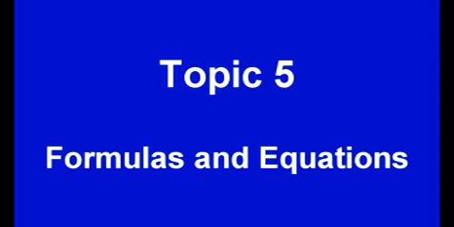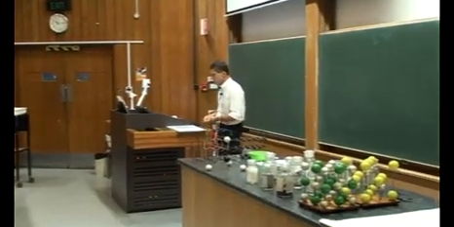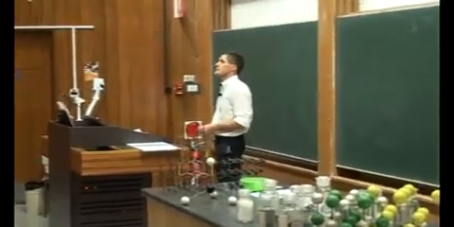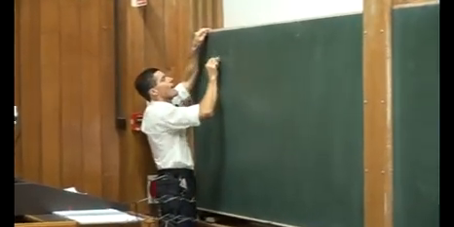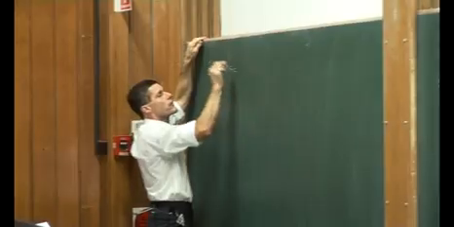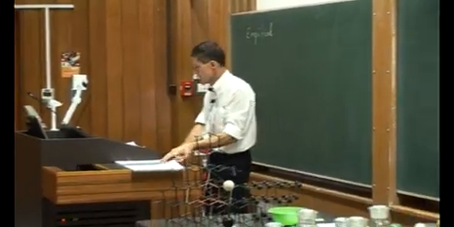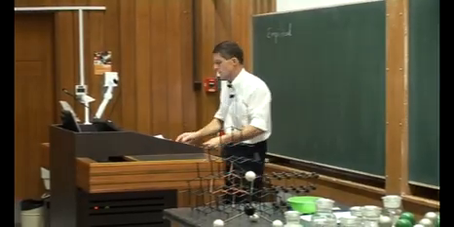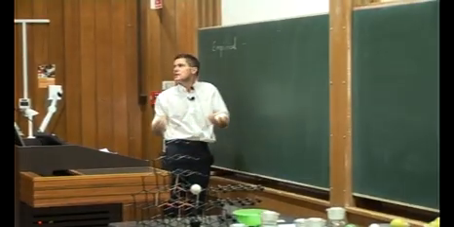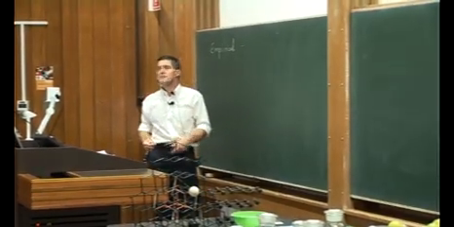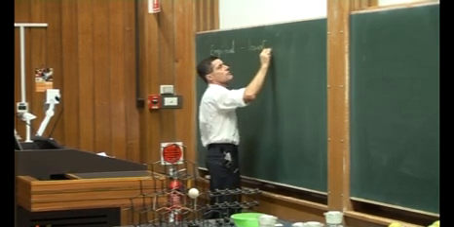What I want to start with is by just defining a few different types of formula. And the first one is an empirical formula. And an empirical formula is the lowest ratio, or the simplest whole number ratio of atoms.